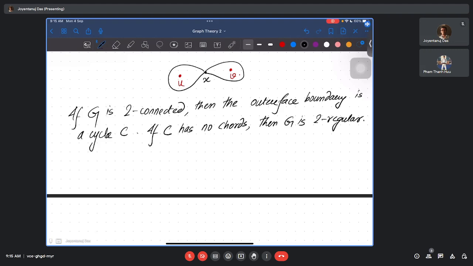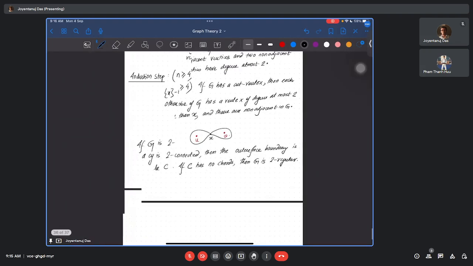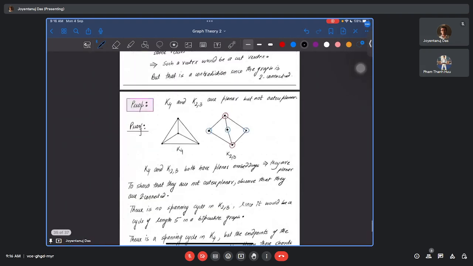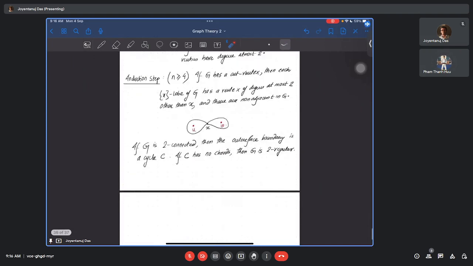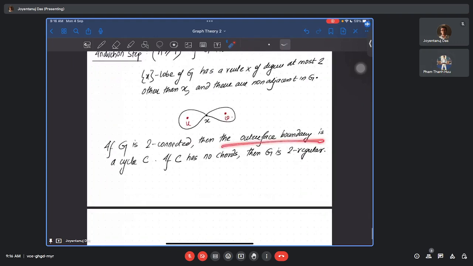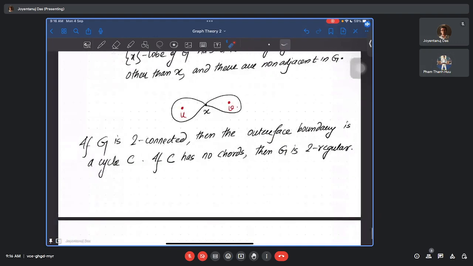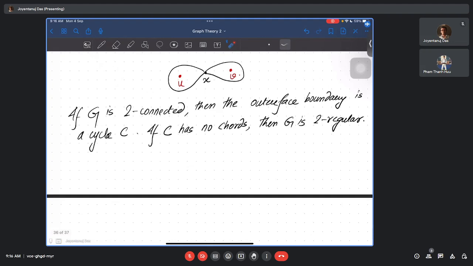Since the outer face is a boundary, that is by the last proposition we saw, right? If it is a two connected graph, then the outer face is a spanning cycle. So we'll use this proposition. So here what you got is it is two connected and the outer face boundary is a cycle. And if it has no chords, so a chord is, if you have a cycle, these are chords, right? So if it has no chords, then it is two regular, that is, every vertex has degree 2. Then we are done, right?